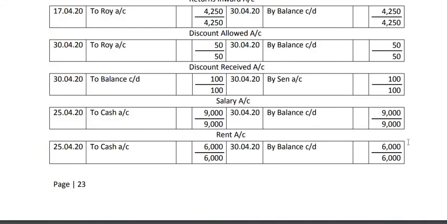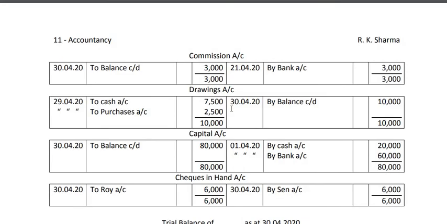In the rent account, this is a debit balance. In the commission account, this is a credit balance. In the drawings account, this is a debit balance. In the capital account, this is a credit balance. But there is no balance in this account, so this account will not come in the trial balance. Only the above 15 accounts will come to the trial balance.